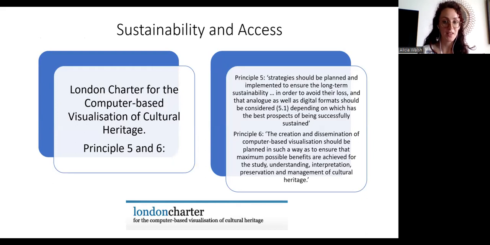So to move on, two other principles in the London Charter that I would like to point out are 5 and 6, sustainability and access. These principles usually overlap and build upon the importance of documentation. Long-term sustainability of a 3D project without its proper documentation is like finding an unlabeled box of pottery sherds in a depot. Without its context, its use within our research can be quite limited, as well as its access to the public and to us as researchers.